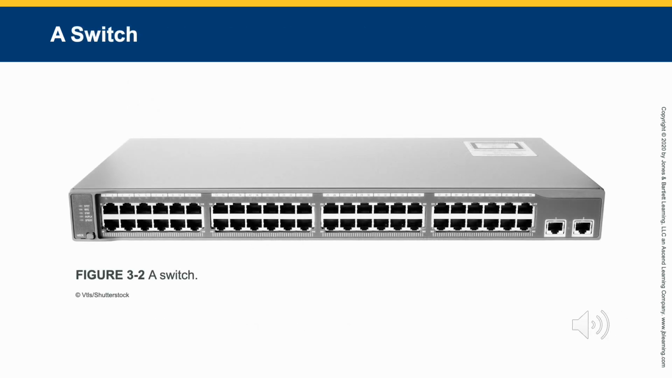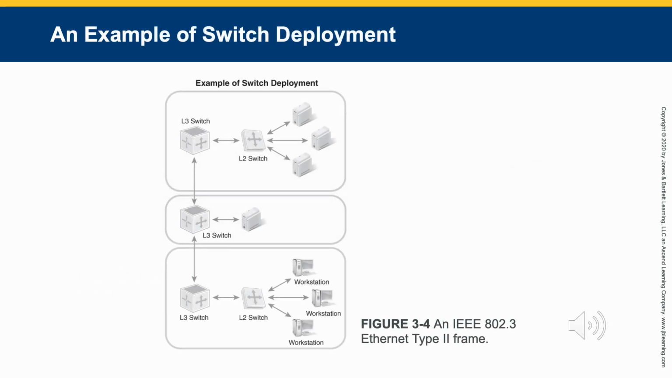A switch. There's an example of what a 1RU 48 port switch would look like, and this is a layer 2 device. An example of switch deployment: here we have multiple switches in a network, with layer 2 switches connecting local devices, and then a layer 3 switch. Now, a layer 3 switch is not a router. It can participate in routing, but it's not a router. More than likely, in this scenario we're deploying VLANs to segment different networks.